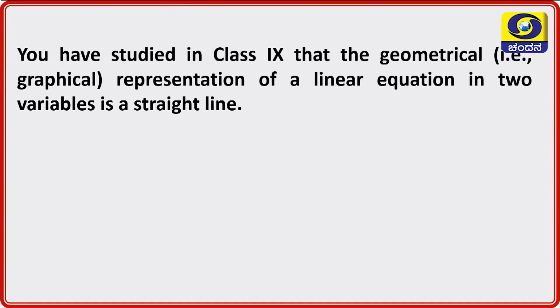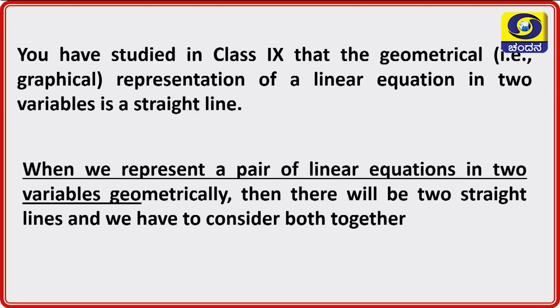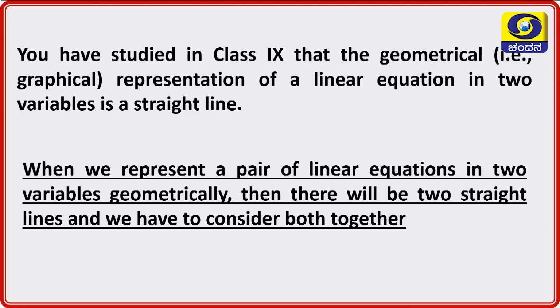We have studied in class 9 that the geometrical or graphical representation of a linear equation in 2 variables is a straight line, ax + by = c. We have learned that one. When we represent a pair of linear equations in 2 variables geometrically, there will be 2 straight lines, and we have to consider both straight lines together.